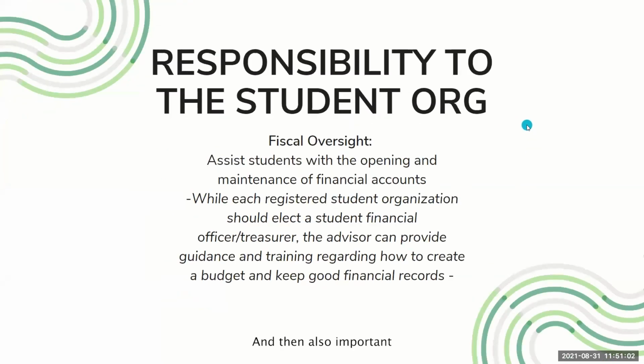And then also important is the fiscal oversight. This is an opportunity for some students to work with a budget, and that might not be something they've had to do in the past. Especially dealing with other people's money, if there are membership dues, and making sure they're being responsible with that. And so you are able to help them open and manage their financial account. And while most organizations do have a treasurer, typically you can also provide guidance and training on how to create a good budget and how to keep good financial records as well. So there are a lot of skills they can learn from this and things that you can help them with.